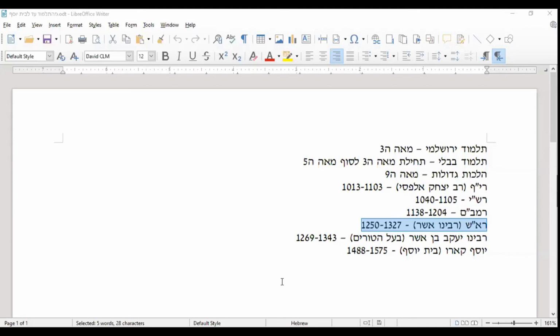The Rosh incorporates a lot of the halachic work of the Baalei Tosfot. In fact, as a separate work, he wrote his own version of the Tosfot. So his work was very, very important. And then we come to his son, Rabbeinu Yaakov ben Asher. This is the author of the text that we're mainly going to be looking at.